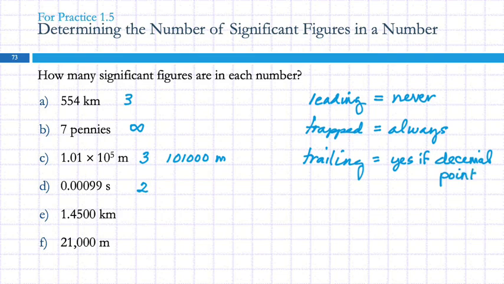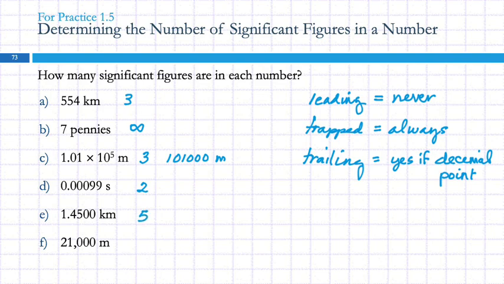No decimal point. The best answer is they are ambiguous. If you're forced to choose, then you'll say they're not significant. So this one, those trailing zeros, we use this rule here. So there's a decimal point, so they count.